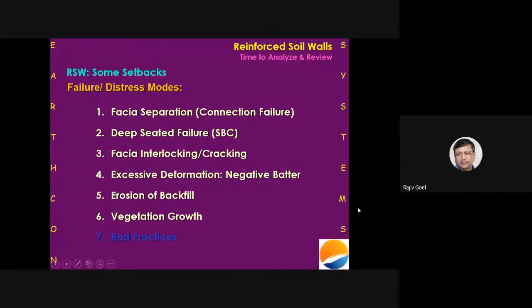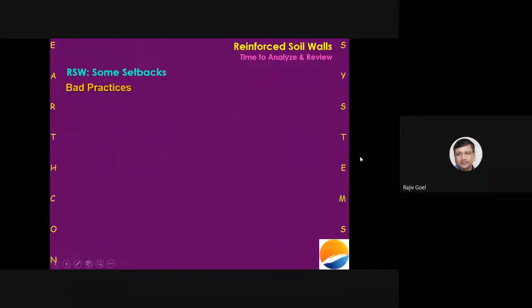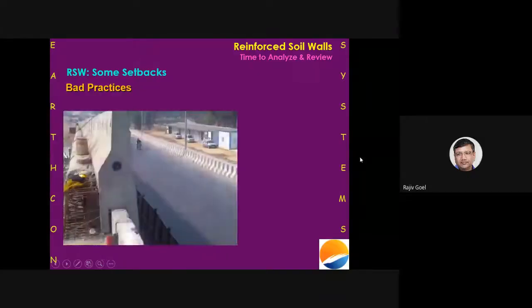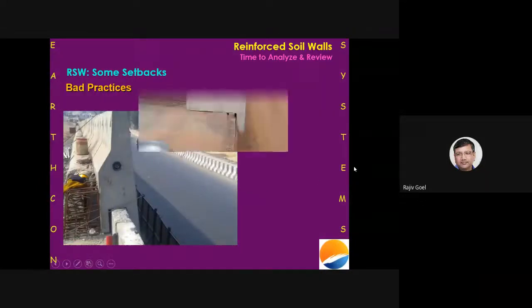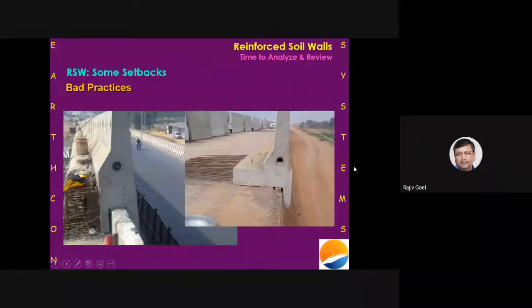So some bad practices which we need to avoid in RE walls. Here is one of them. We are erecting the crash barrier, and you can see the crash barrier is resting on the RE wall panel, which we all understand that it should not be resting here. There should be some gap which has to be provided.